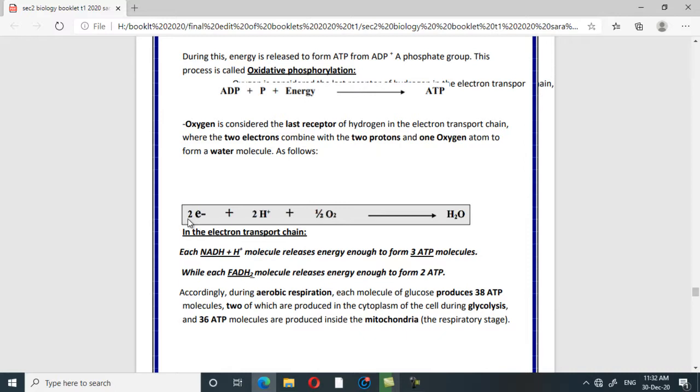If you calculate the 38 ATPs that are produced from all these steps, first we have 2 ATP molecules direct from the glycolysis, and in the Krebs cycle we also have 2 ATP molecules direct. And each NADH and FADH2 produced during the 3 steps will be converted into ATP by equating NADH to 3 ATP and FADH2 to 2 ATP.